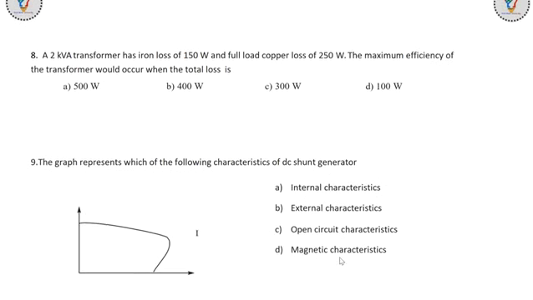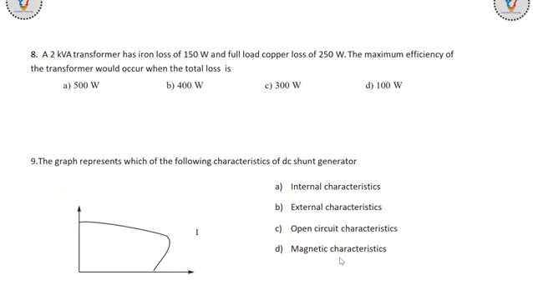Yes, next one here. Eighth question, read the question carefully. A 2 kVA transformer has iron losses of 150 watts and full load copper losses of 250 watts. The maximum efficiency of the transformer would occur when the total losses is... Okay, tell me your answer. Right, if you are getting the answer as C, then your answer is right.